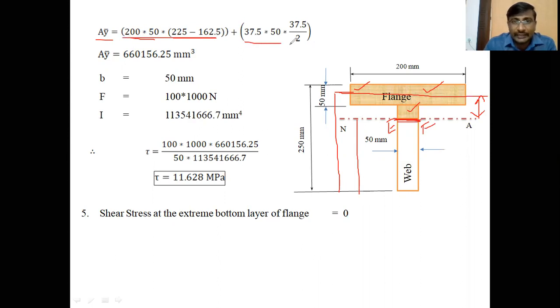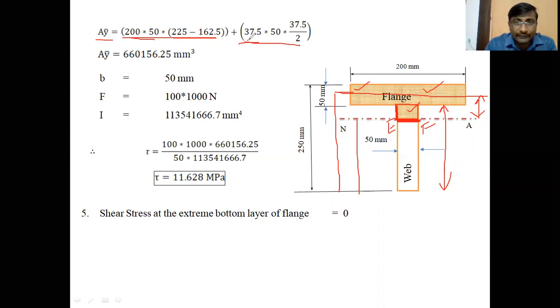Okay, next A2 Y2. A2 Y2 means the small area above the EF level. This is the A2. What is this distance from the total distance? That is the total height of the web, which is 200, and this is the 162.5. 200 minus 162.5 is the height of this small portion of web. 200 minus 162.5 is 37.5. 37.5 is the height of the web, and the thickness of the web is 50 mm.